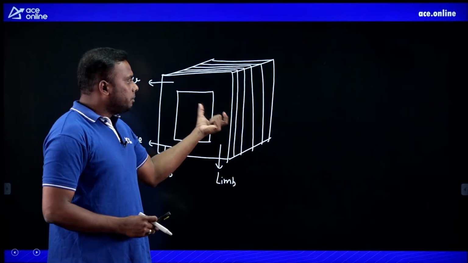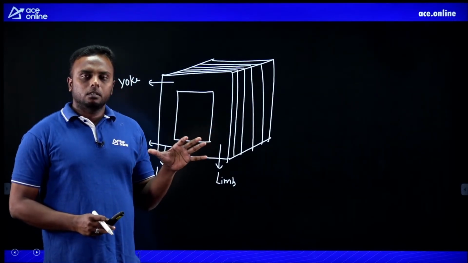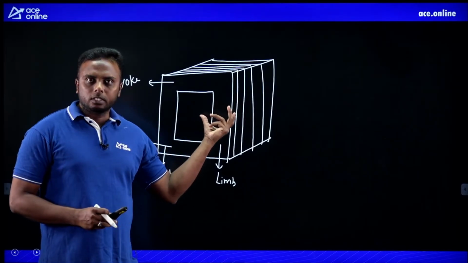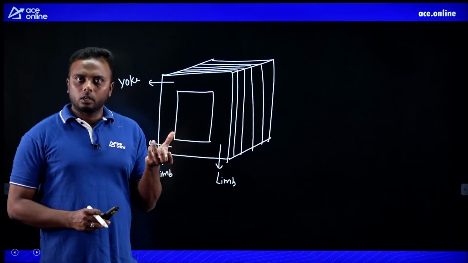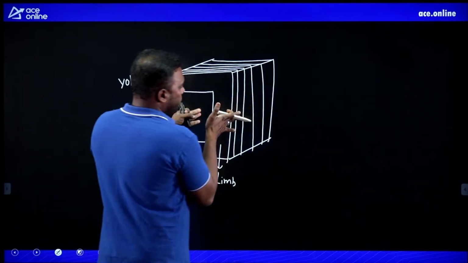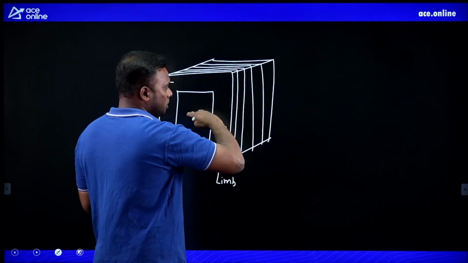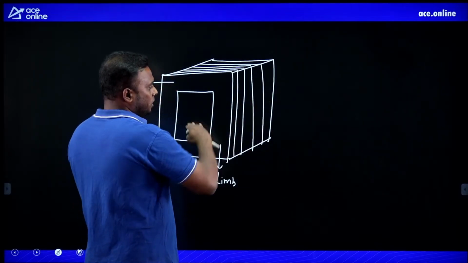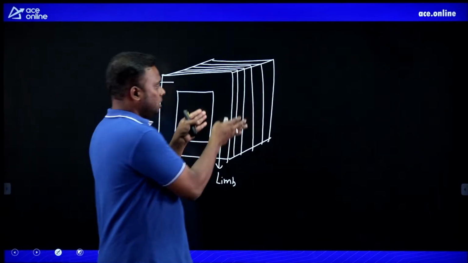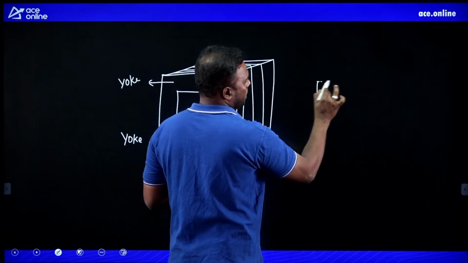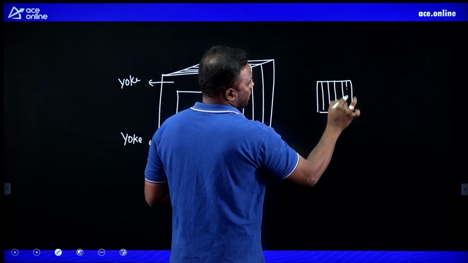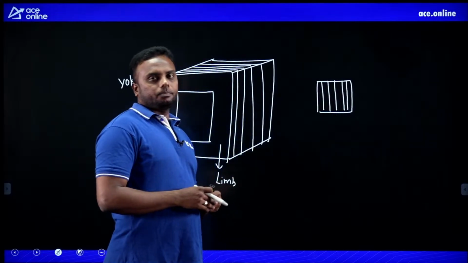Now this limb has some cross section. Two types of cross sections are used: square core cross section and stepped core cross section. Suppose you cut the limb like this, or like this, some shape will be visible to you. The cross section of the limb is of two types. One is square, this is the square core cross section, and another one is the stepped core.